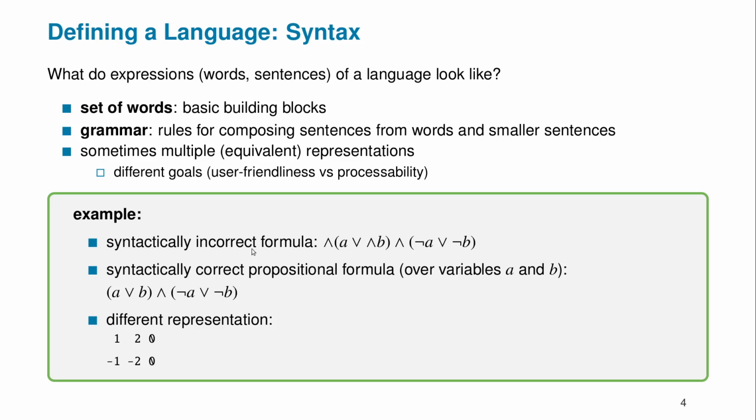The syntax of a language tells us how a syntactically correct or incorrect formula looks like. Here, for example, in the second line, I have a syntactically correct formula from propositional logic with symbols A and B, and A and B are connected by logical connectives or, and here we have a negation, we have some parentheses for structuring. And the same formula could also be represented like that.